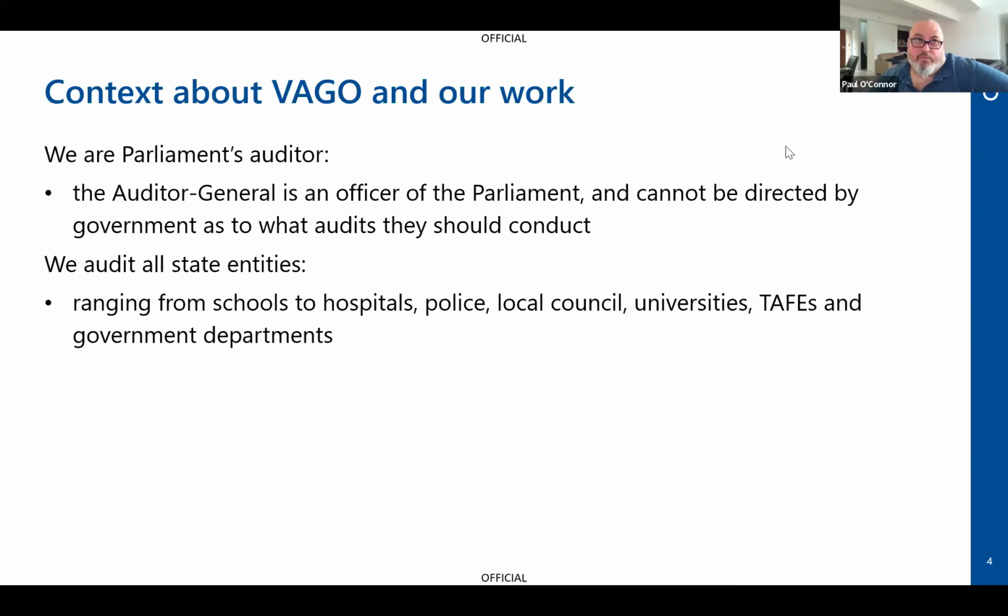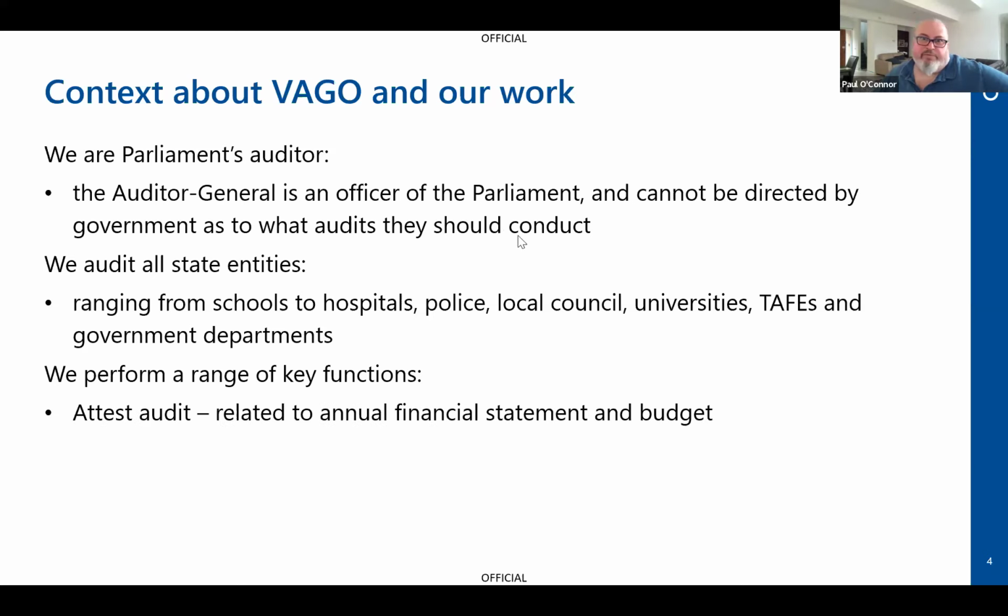We don't audit Commonwealth entities. So, for example, we don't audit the Federal Police, or Customs. We don't audit Services Australia, Centrelink type activities, because that's a federal job. But there's a whole range. I think it's about 570 individual entities we audit every year.